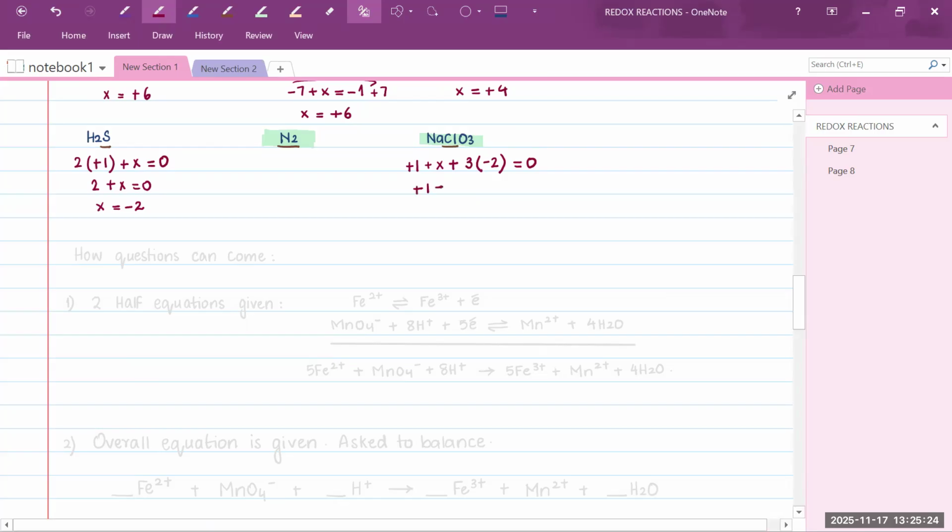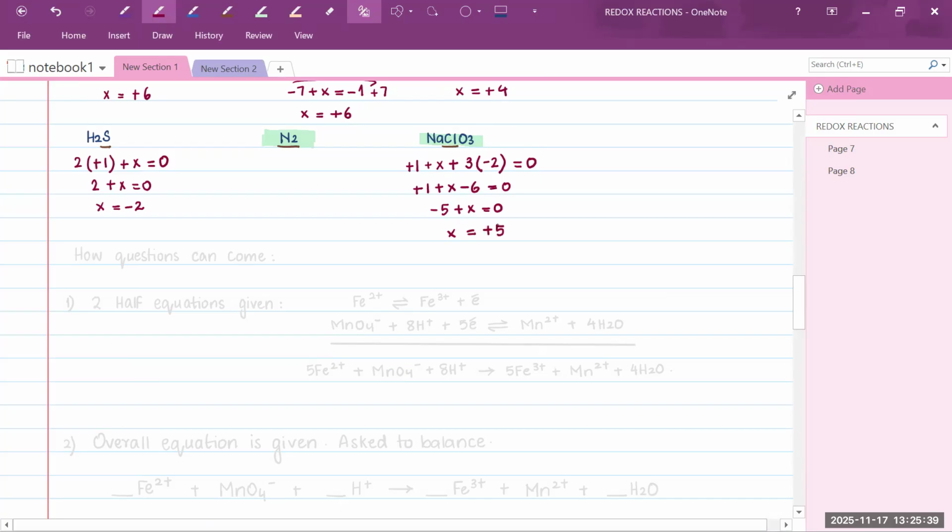So it is +1 plus x and -6 is equal to 0. -5 plus x is equal to 0. In this case, the oxidation number of fluorine is +5.